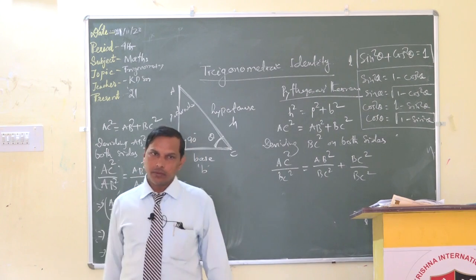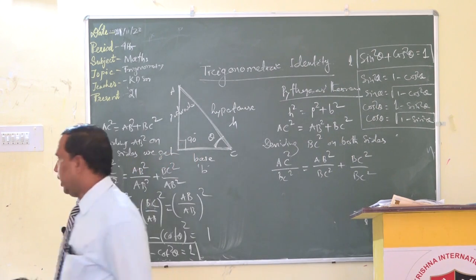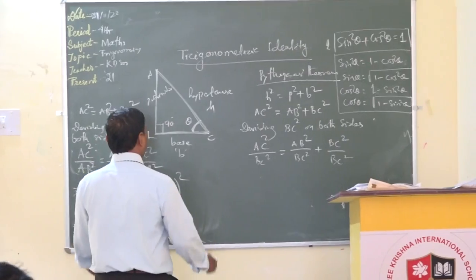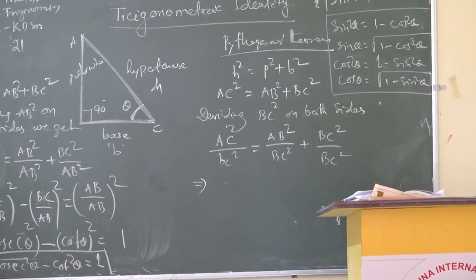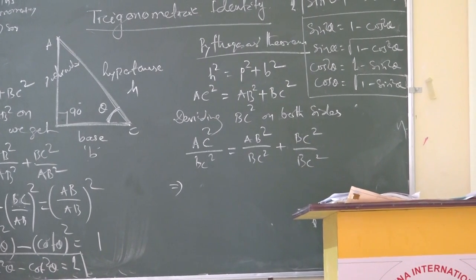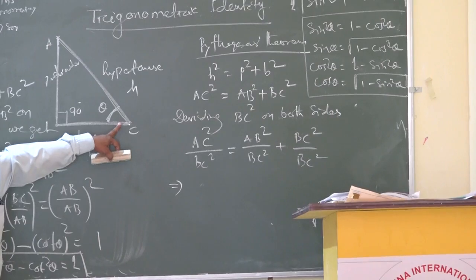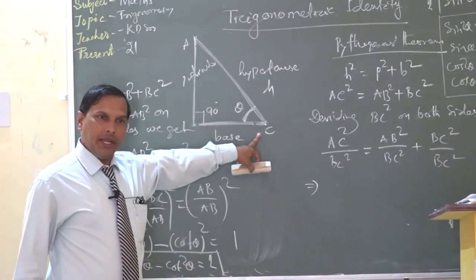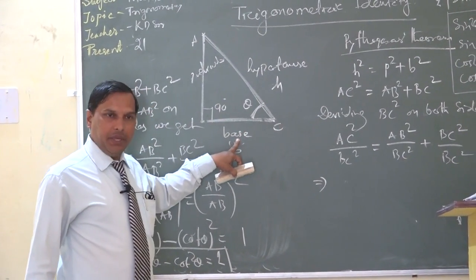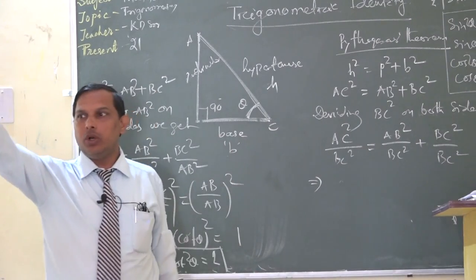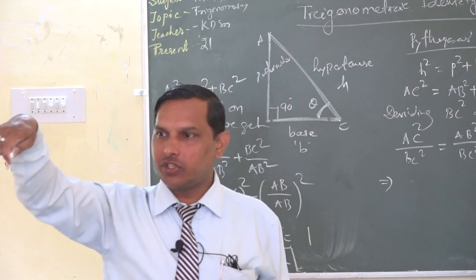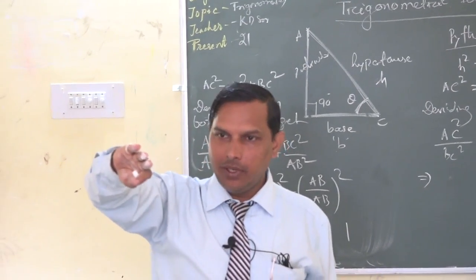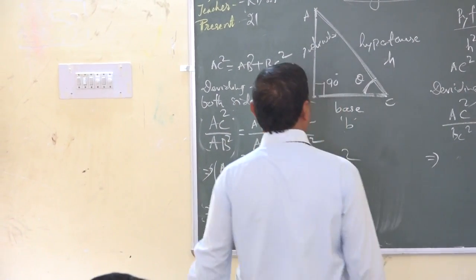Clear? Got it, all of you? Then what will we find out? That implies AC square by BC square. AC by BC. You see, AC is the hypotenuse, BC is the base, H by B. H by B is equal to which ratio? Sec theta, because cos theta is equal to B by H. Sec theta is equal to H by B.